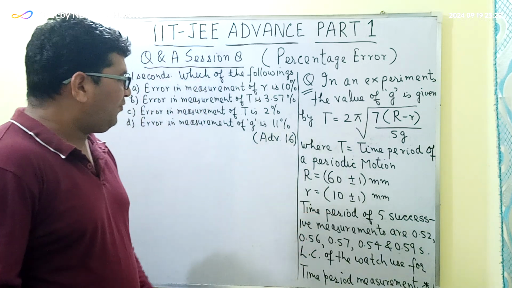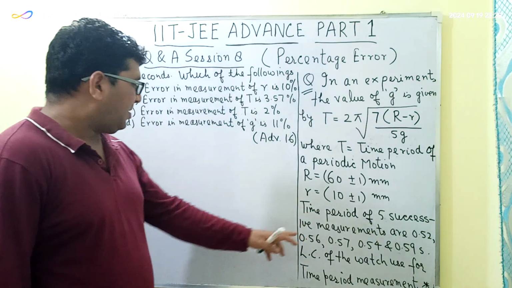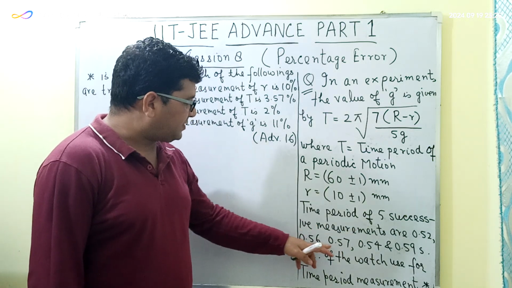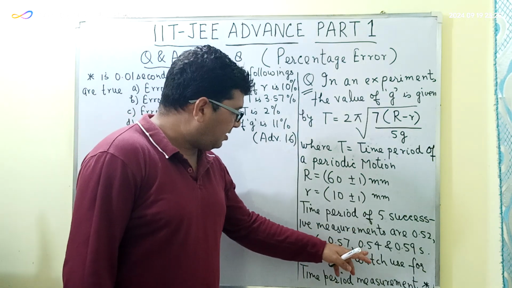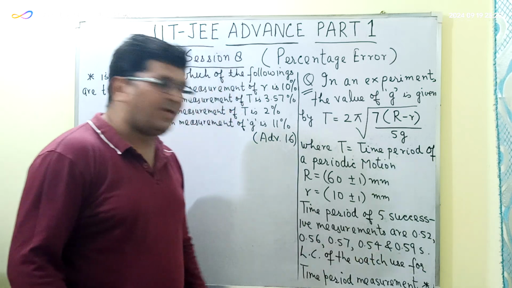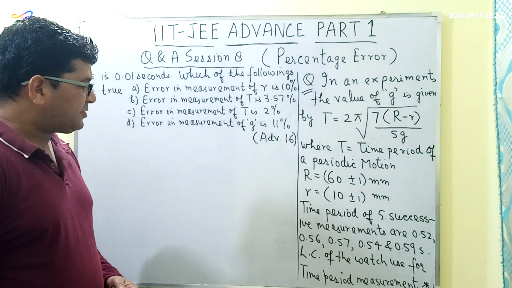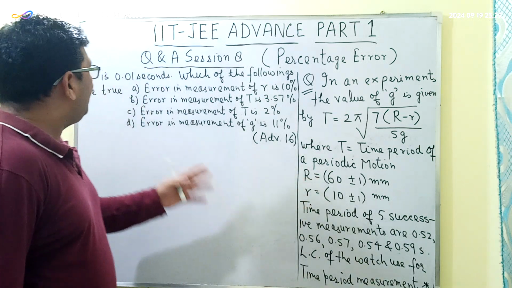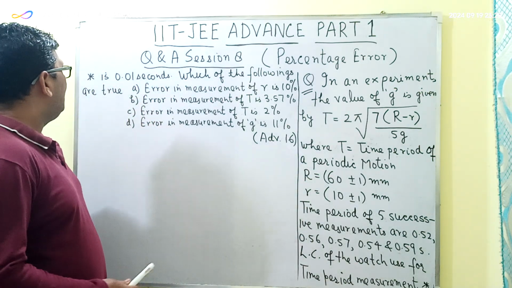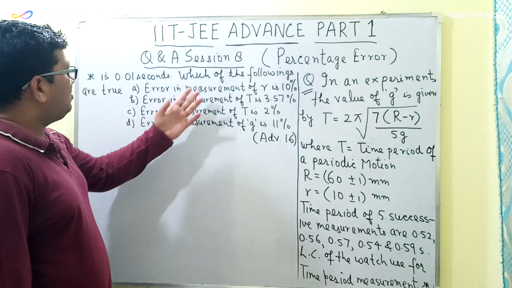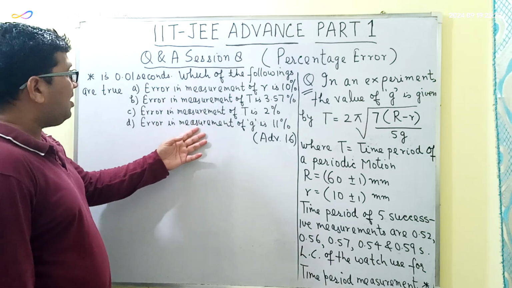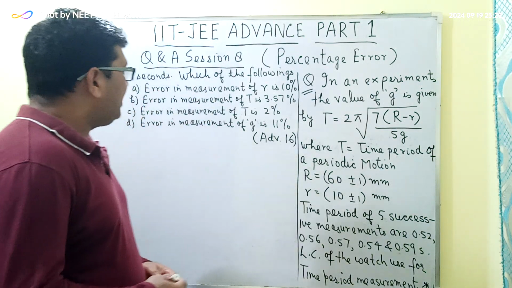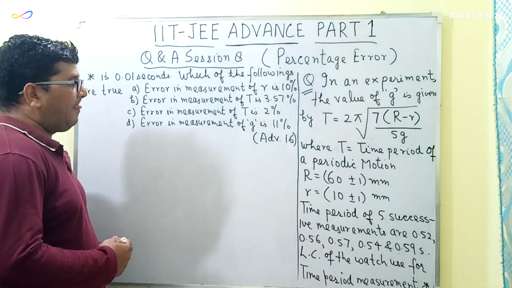The time period of 5 successive measurements are 0.52 seconds, 0.56 seconds, 0.57 seconds, 0.54 seconds and 0.59 seconds. The least count of the watch which was used for measuring this time period is equal to 0.01 seconds. So which of the following are true? There are 4 options here and we have to find all those options which are correct.